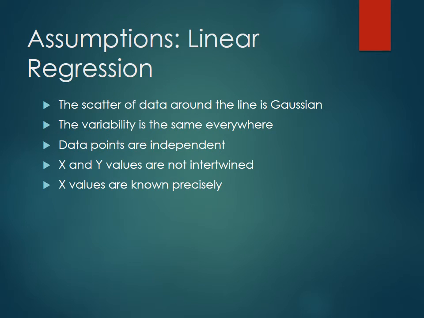The other assumptions you're going to be making is that the scatter of data around the line is going to be Gaussian. Again, assuming the data you're pulling is normally distributed, that should be an okay assumption to make there. And that the variability should be pretty much the same throughout the entire set of data. Data points should be independent. Another important thing here is that the x and y values are not intertwined. That way you're not using x in order to calculate y, because then you can be cheating at that point. It doesn't really tell you much. And then your x values need to be known precisely. So if there's any question about your measuring of the x value, that can call into question the results that you have. So you should be assuming that the stuff you measured is correct.